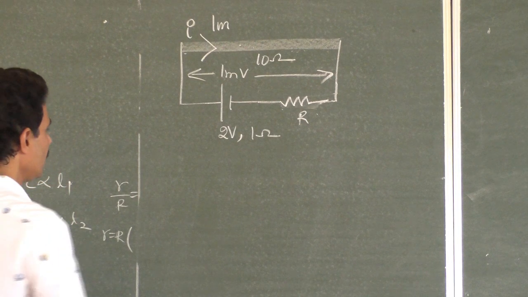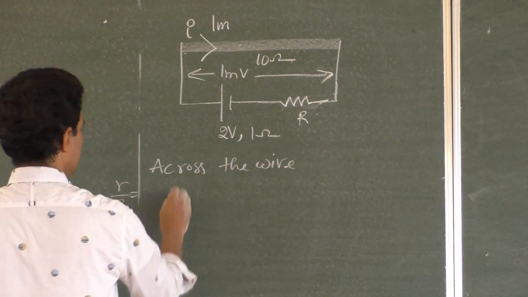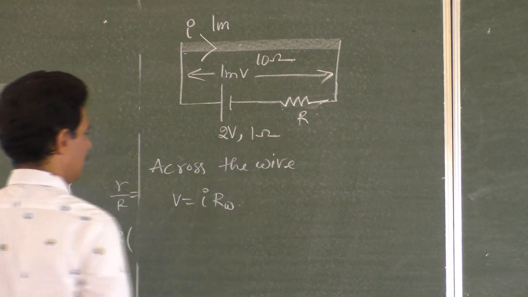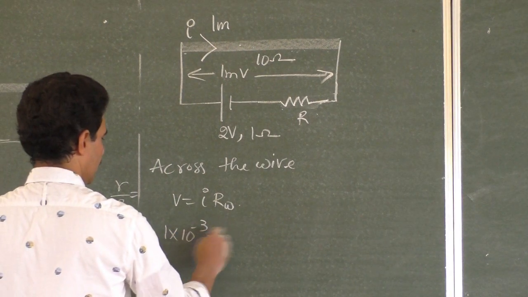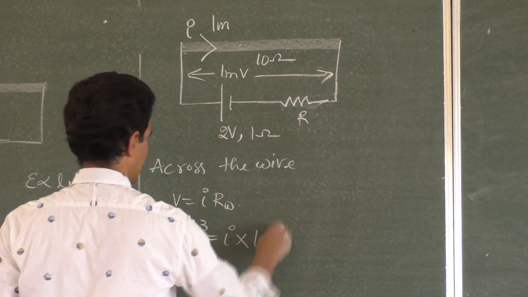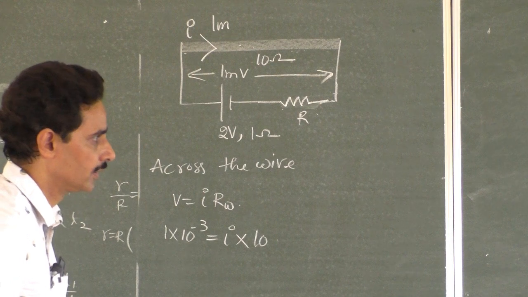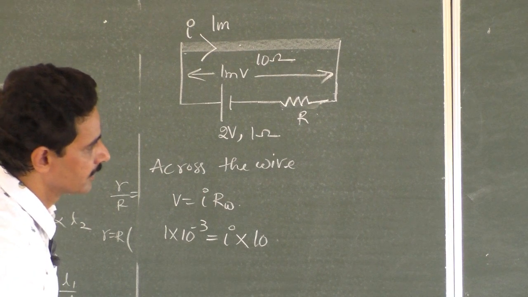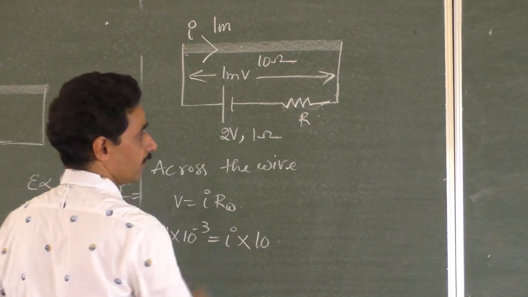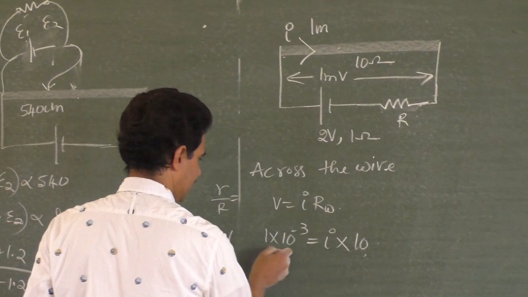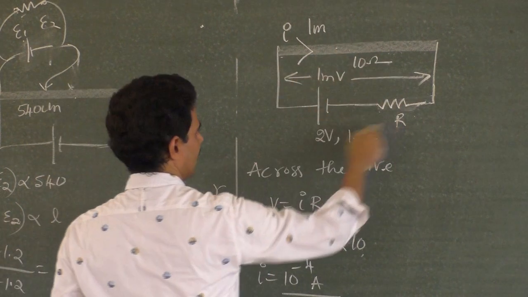So, across the wire, I can apply V equal to IR. This is the resistance of the wire, not this R. V is 1 millivolt, I don't know, resistance of the wire 10 ohm. So voltage across the ends of the wire is 1 millivolt. V is equal to I into R, it is a 10 ohm wire. So what is I? I is equal to this by 10, that is 10 to the power minus 4 ampere. Now use this current as the circuit current itself.